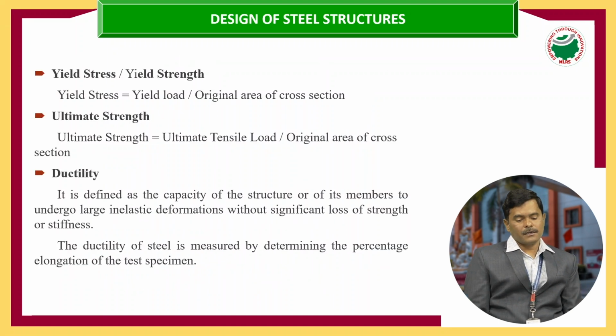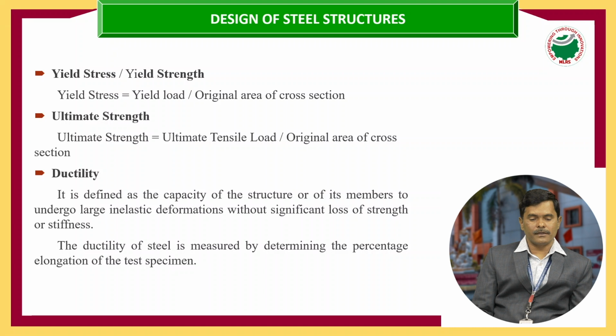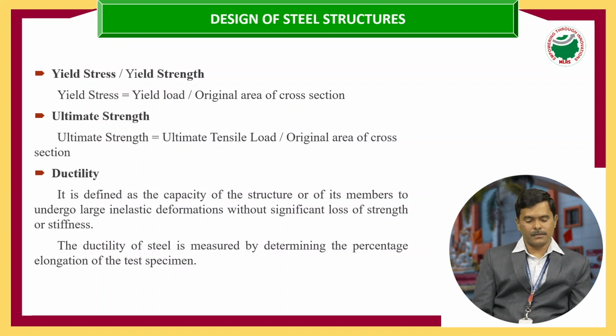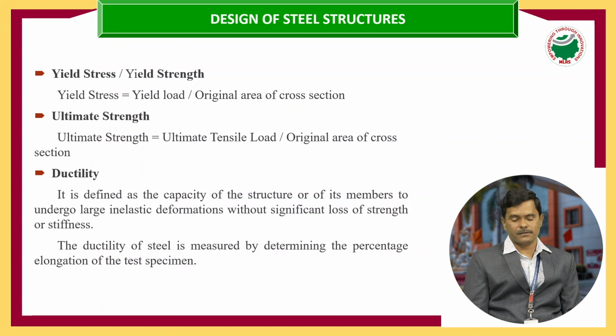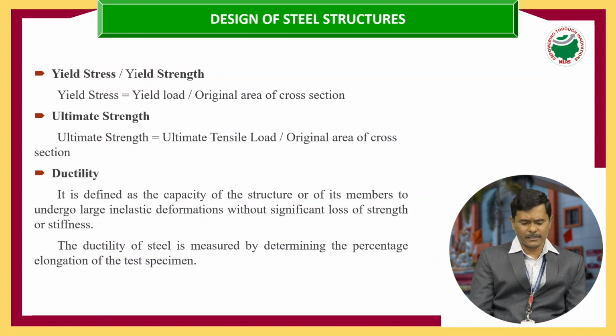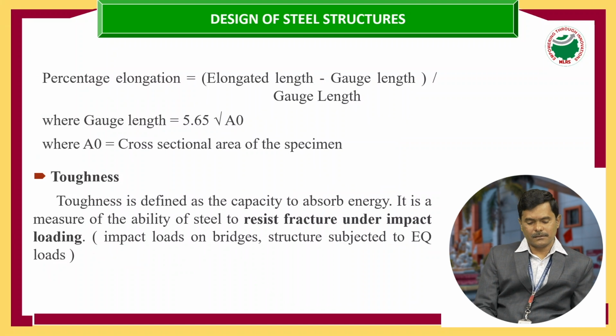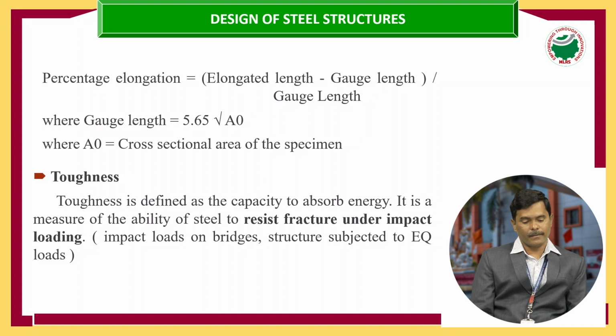Yield strength is nothing but the yield load divided by original cross-sectional area. Ultimate strength is nothing but ultimate tensile load divided by original cross-sectional area. Ductility is nothing but the ability to deform without any significant loss of stiffness or strength. The ductility of the steel is measured using the percentage of elongation, that is change in length by original length, where the gauge length is 5.65 root of A0. A0 is the cross-sectional area of the specimen.